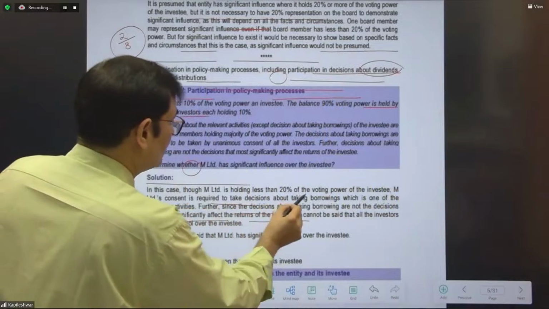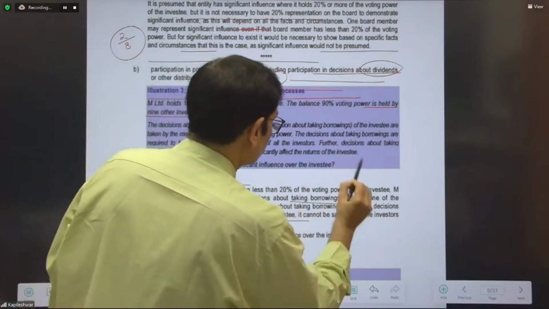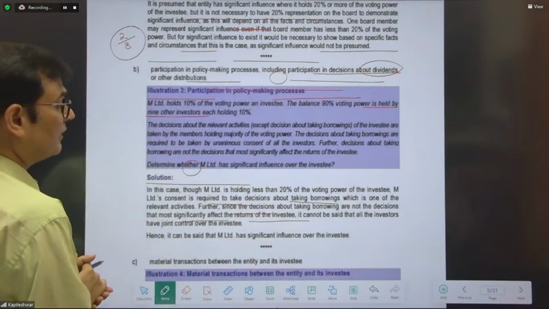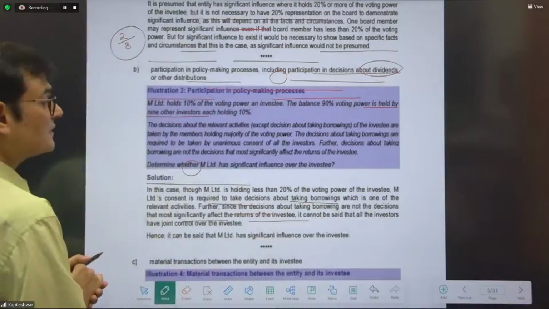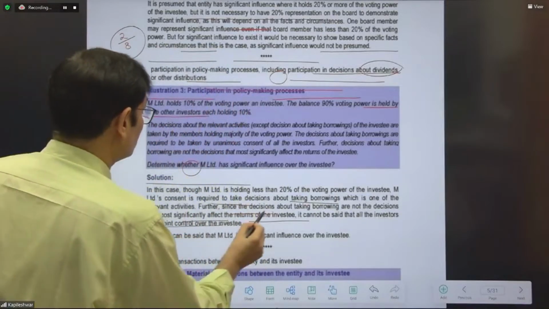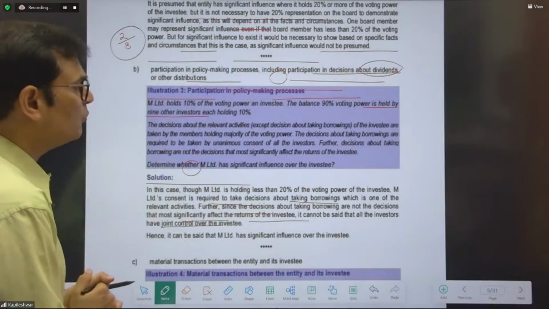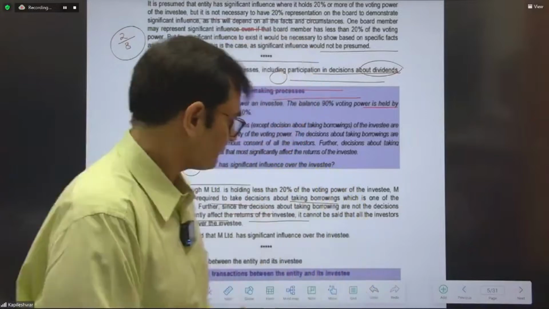So in this case, though he's got less than 20%, the consent is required to take decisions about borrowings, which is one of the relevant activities. Further, since these are not the decisions that most significantly affect returns, it cannot be said that all other investors have joint control of the investee. So we can say that the presence of significant influence could come in.